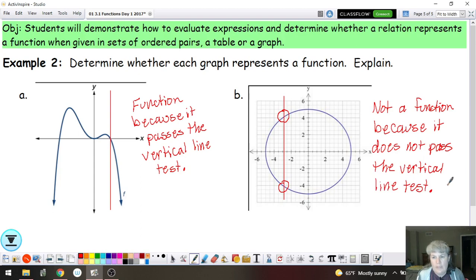So for a relation, which is just a pairing of numbers, to be a function, each input can only be paired with exactly 1 output. That's the key to any function. Each input, each x value, can only be paired with 1 y value.